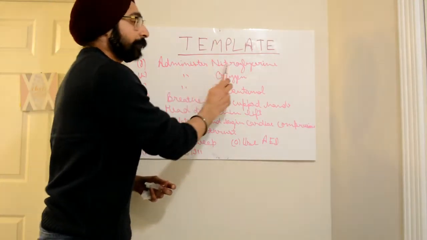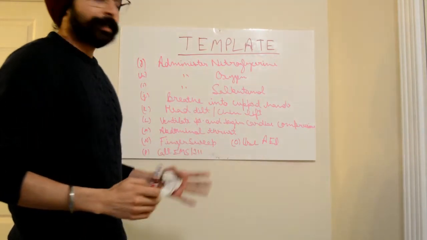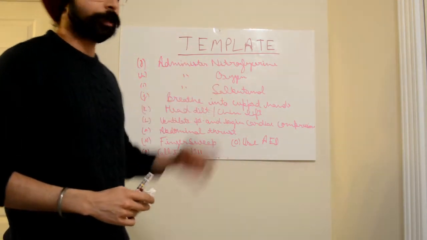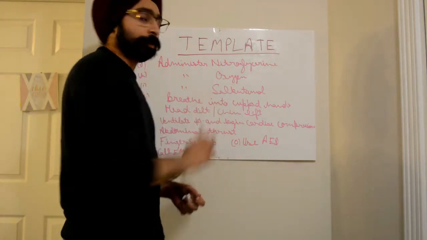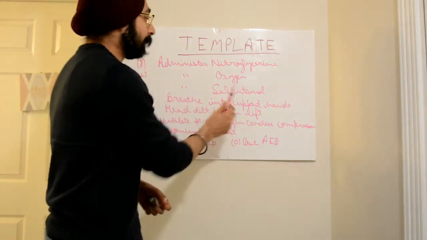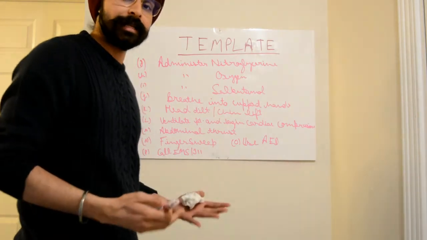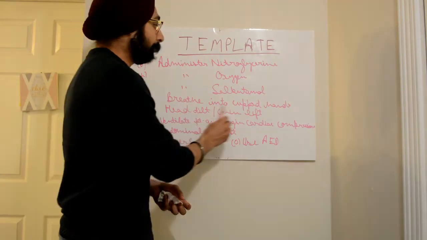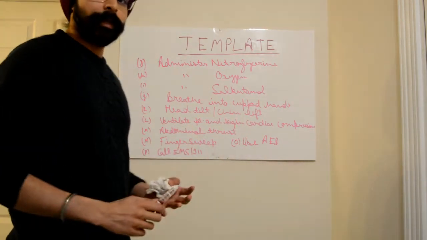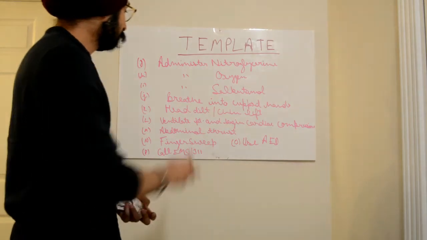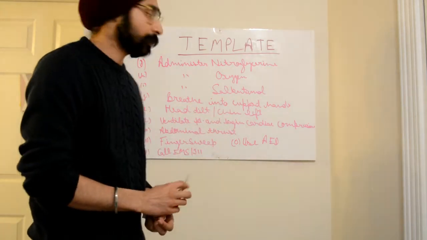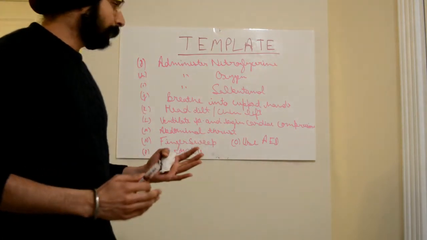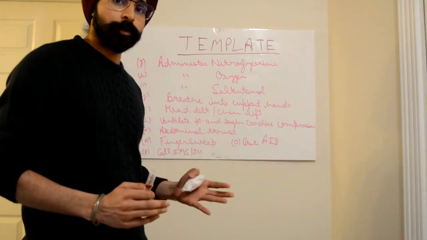Next is administer nitroglycerin. For example, if a patient has angina or myocardial infarction, you might need to administer nitroglycerin. Next is administer oxygen. Then is administer salbutamol. For example, if a patient has asthma, you might need to administer salbutamol. Next is breathe into cupped hands. For example, if a patient has hyperventilation, then you might have to choose breathe into cupped hands. Guys, the next option is head tilt chin lift. This option is always chosen whenever a patient is unconscious.